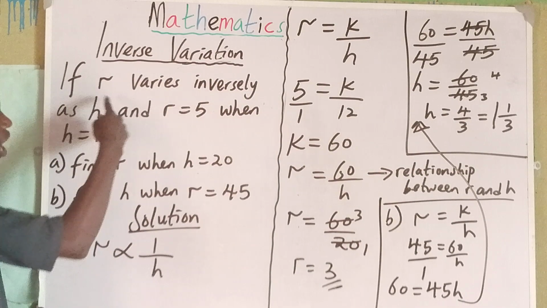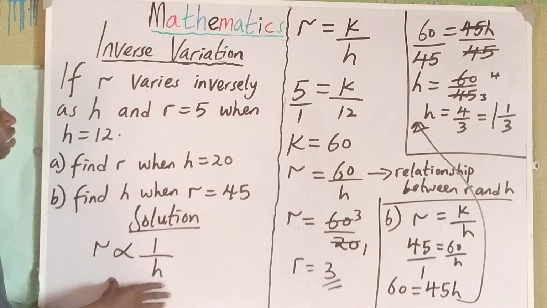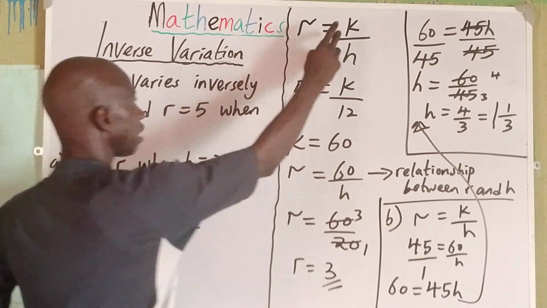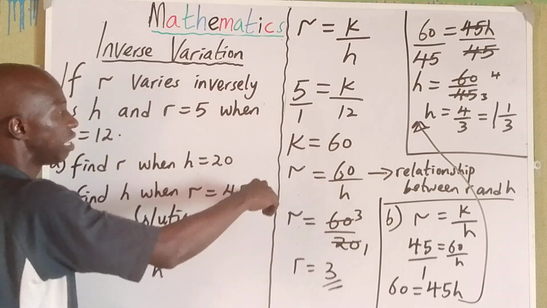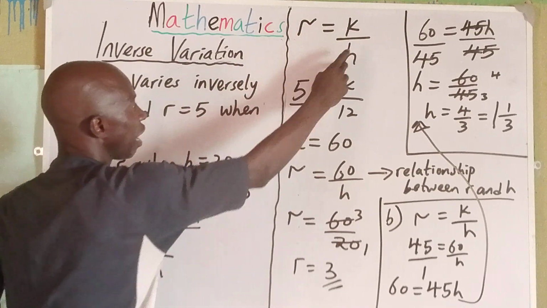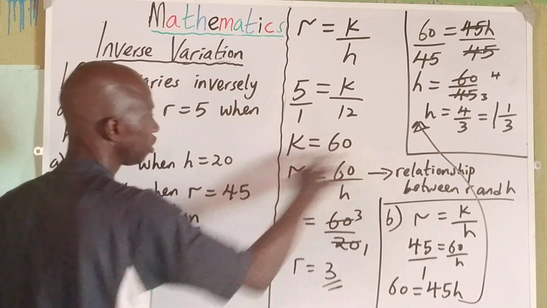Let's take it again. R varies inversely as h can be written as this. Then we introduce our constant. After the constant, we cross multiply to get our constant. Then we bring the relationship R equals what? K over h, which is 60 over h. That is the relationship between the two.